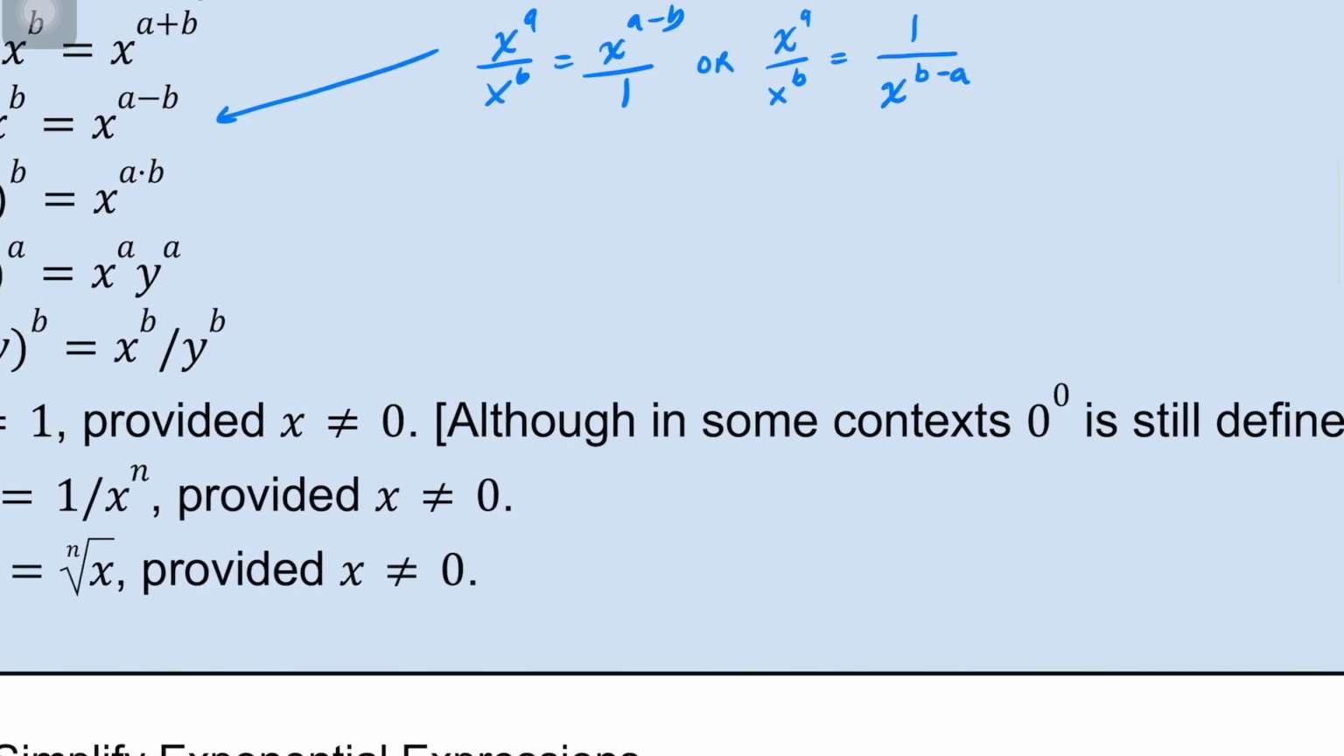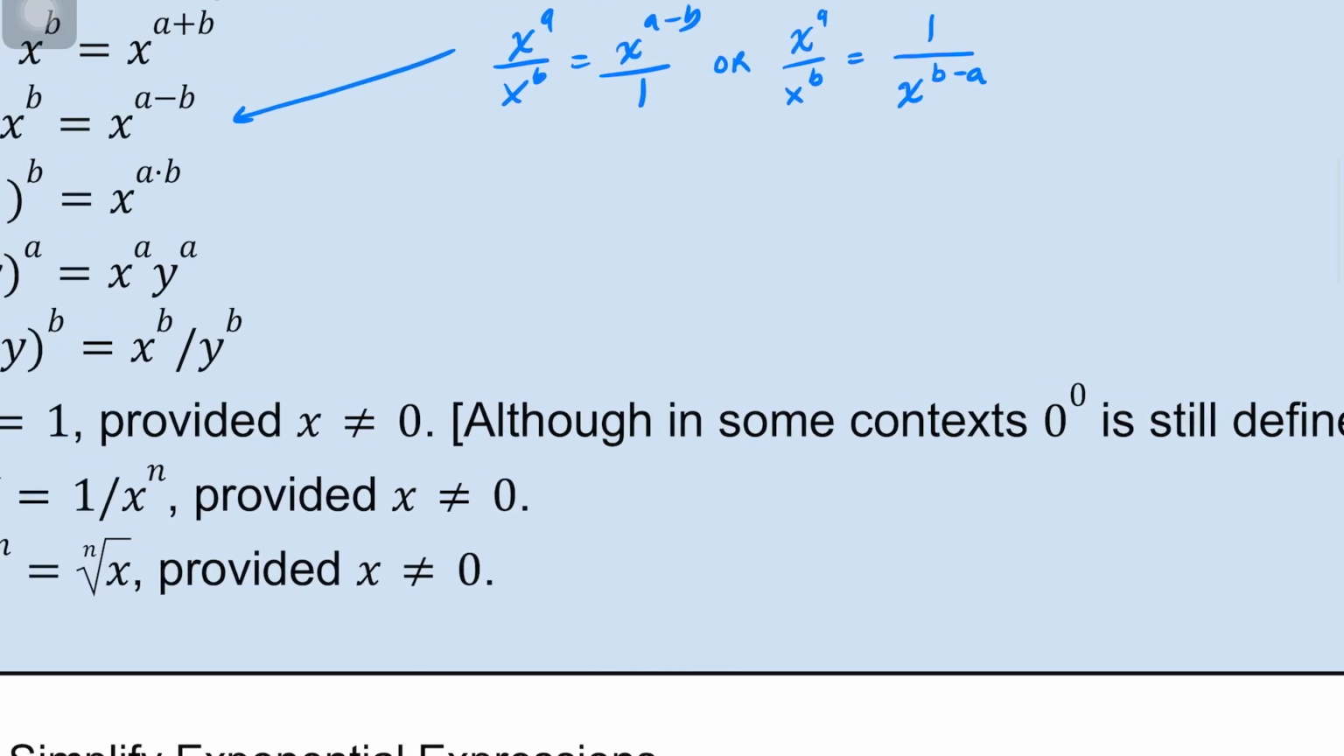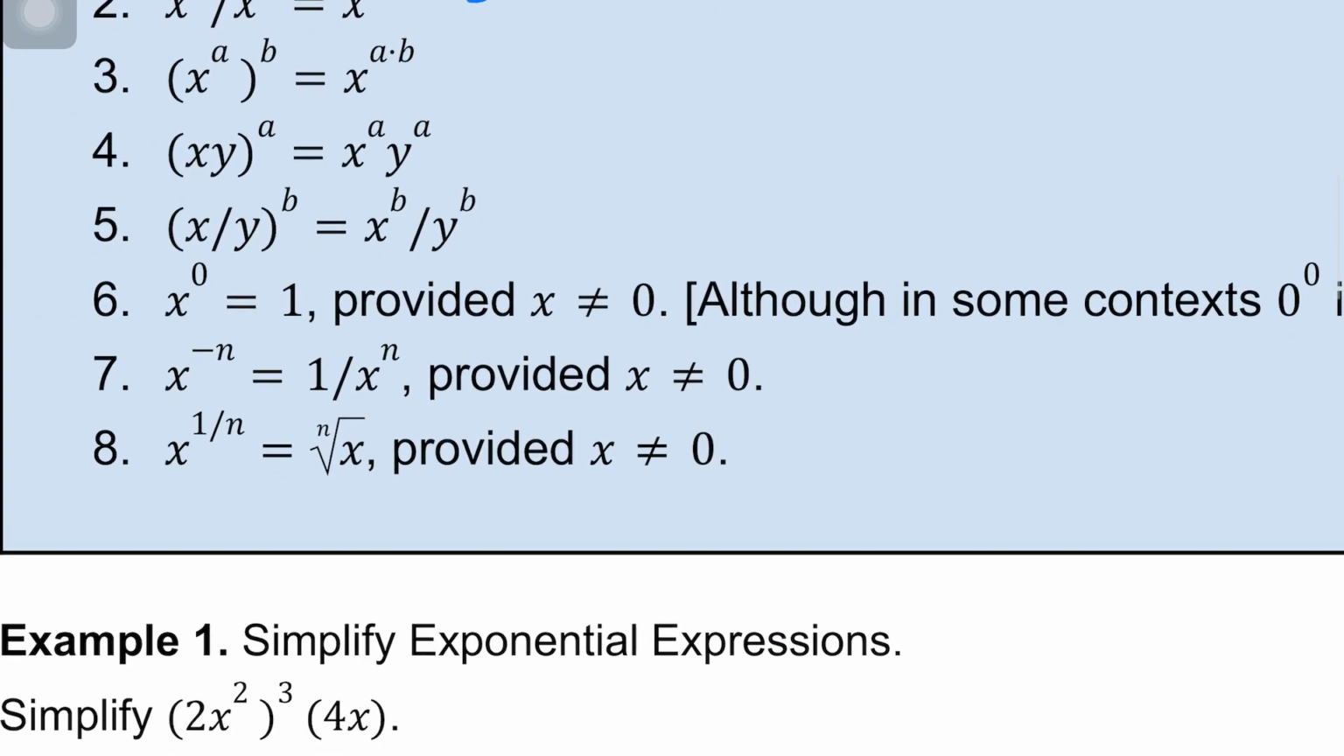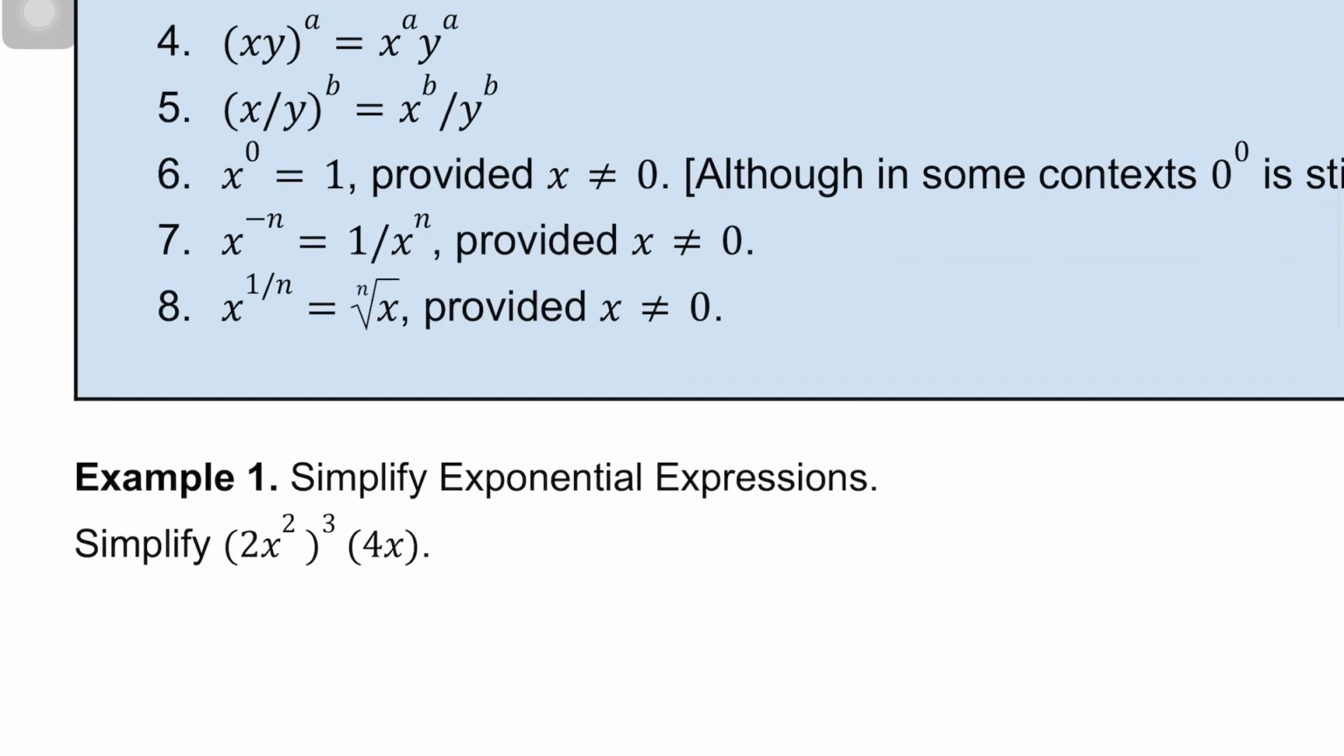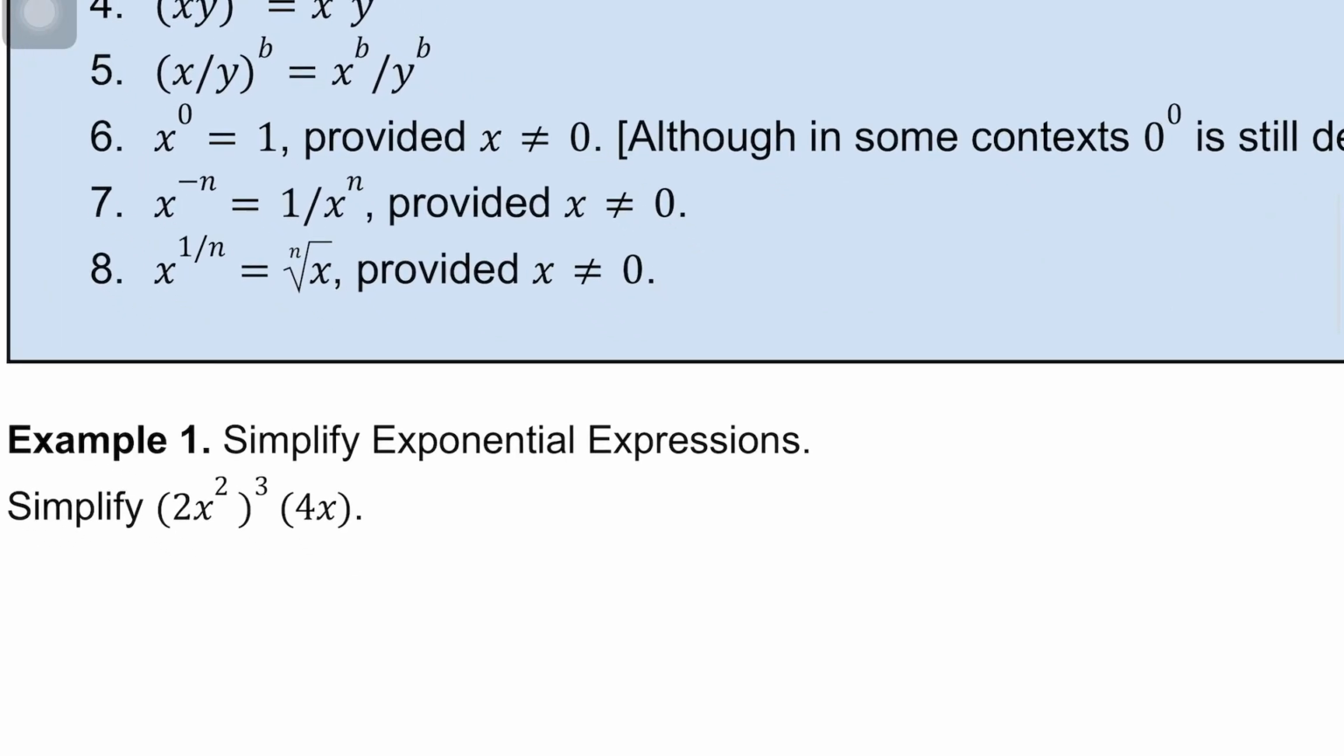Although in some cases 0 to the 0 is still defined to be 1, but that's very rare. And the other one is that you can change the sign of the power, right? If you have x to the negative n, you can move the variable to the denominator to change the sign, provided again that x does not equal 0. And also x to the 1 over n is the same thing as the nth root of x. Alright, so let's jump into a few examples here.